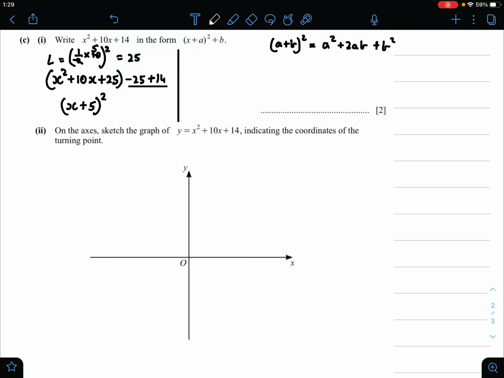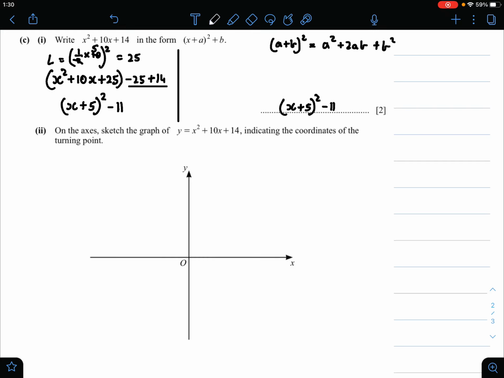So 14 minus 25 is equal to negative 11, and therefore you have your values of a and b, and you can write this as your final answer, that is (x plus 5) the whole squared minus 11.